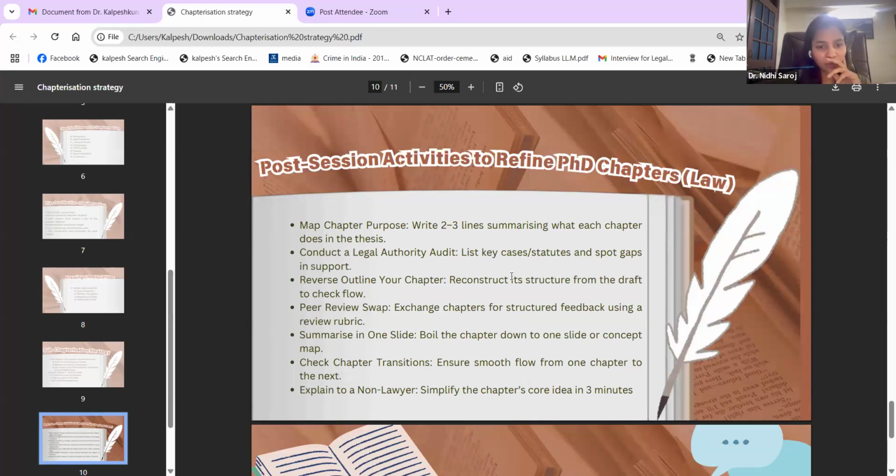Okay. So like I told you, the first activity that you can do is chapter purpose. Just write a brief summary that this chapter is going to do this. You may wonder what is the point of doing this, but I'm telling you from personal experience, nobody shared their topic, otherwise we would have done this exercise. What we can understand from this is whether the chapters are in a logical sequence or not. Then conduct a legal authority audit.